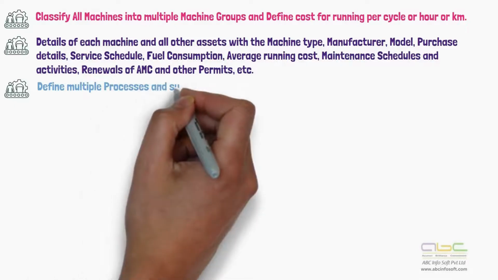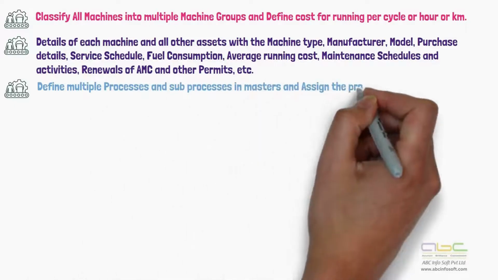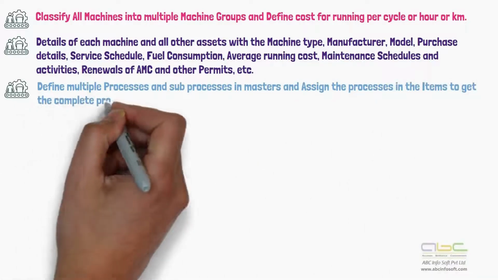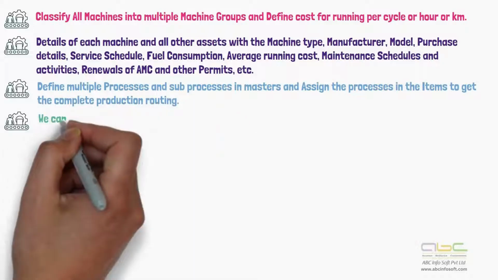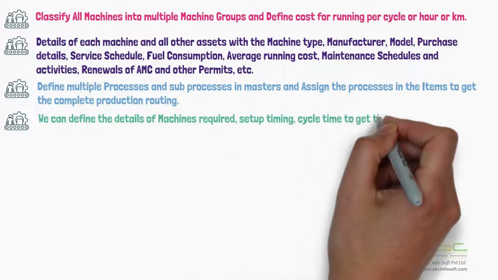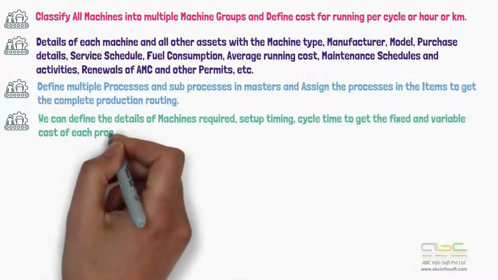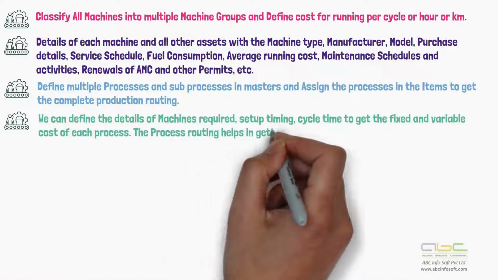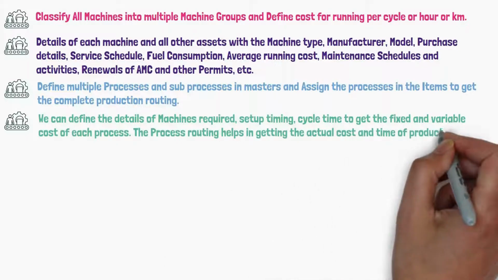Define multiple processes and sub-processes in masters and assign the processes in the items to get the complete production routing. We can define the details of machines required, setup timing, cycle time to get the fixed and variable cost of each process. The process routing helps in getting the actual cost and time of production for each item.